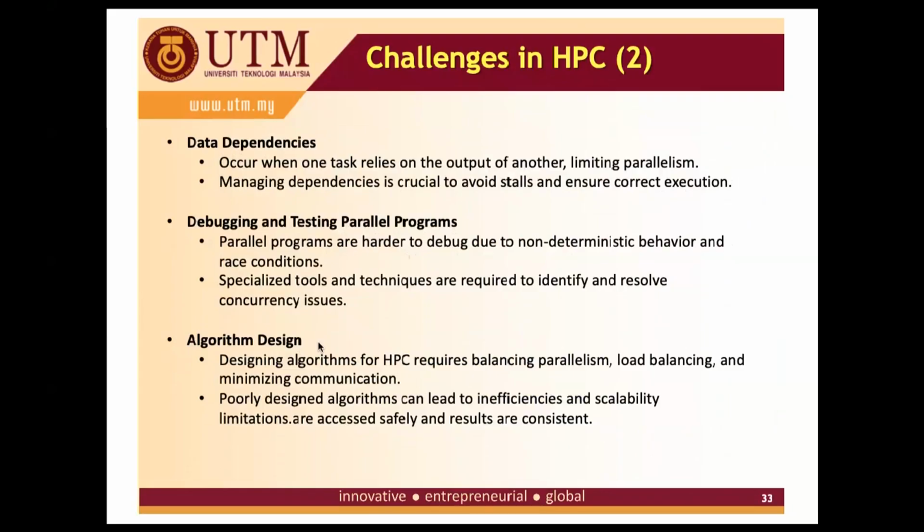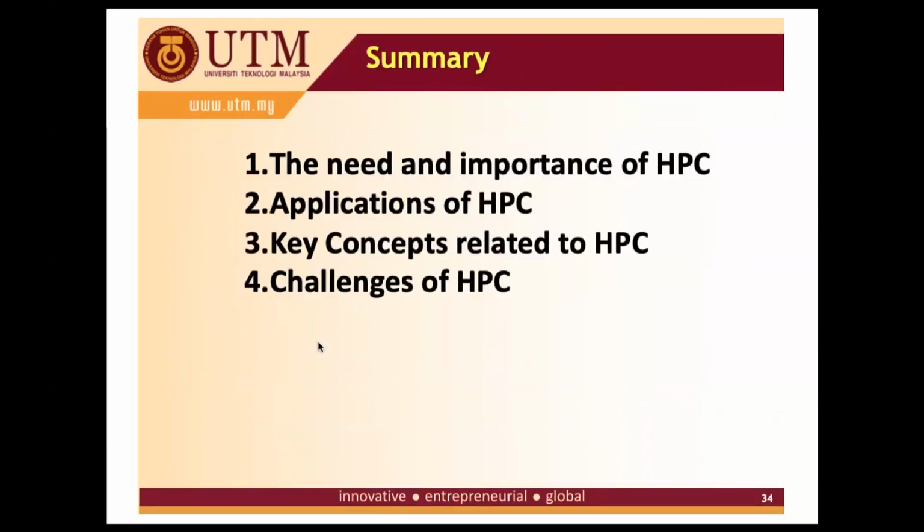If you can, but I'm not sure, I do not underestimate your capability to do that. By giving a lecture on this introduction part, I will expose all possibilities for this topic. So this is a huge area, I can say. You can explore so many things in HPC. All right. So finally, the summary: the need and importance of HPC, which we already discussed, applications of HPC, key concepts related to HPC, and challenges of HPC. All right, okay, that's all for chapter 1.